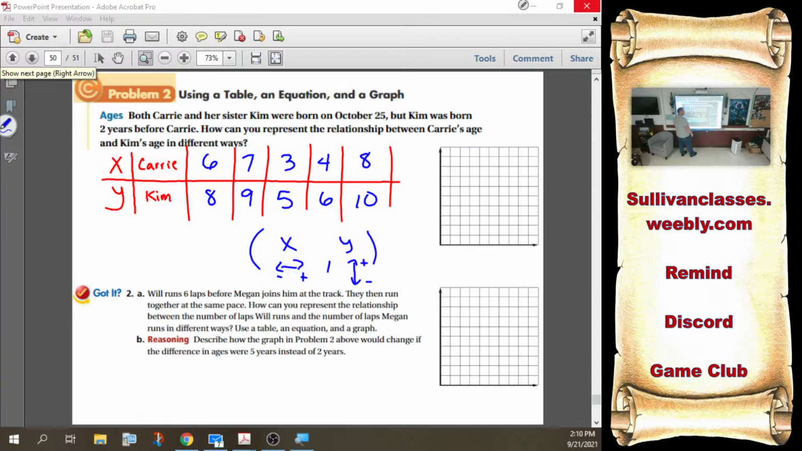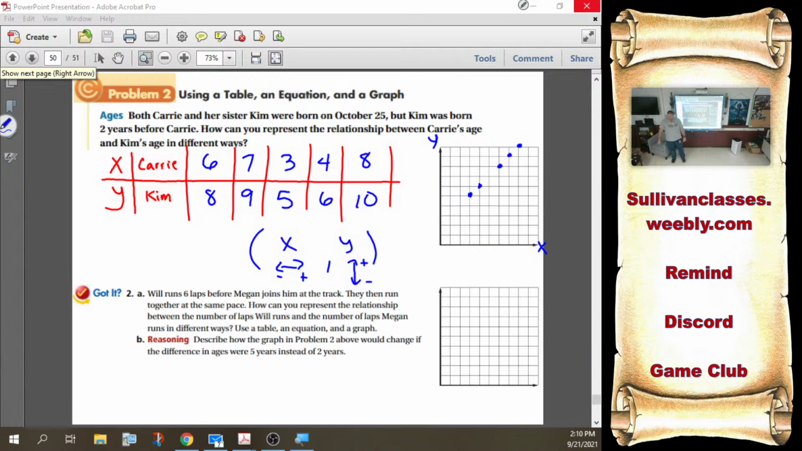If you don't know them off the top of your head, maybe we should label that axis so we don't screw up. Okay? Do the X, then the Y. Go to 6, 8. 1, 2, 3, 4, 5, 6, 8. Go to 7, 9. Go to 3, 5. 1, 2, 3, 4, 5. Go to 4, 6. Go to 8, 10.